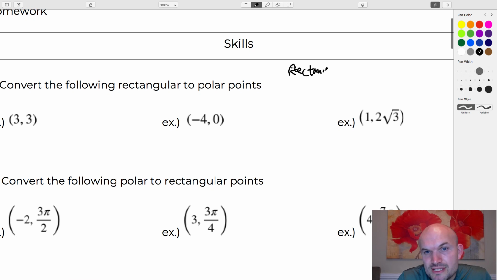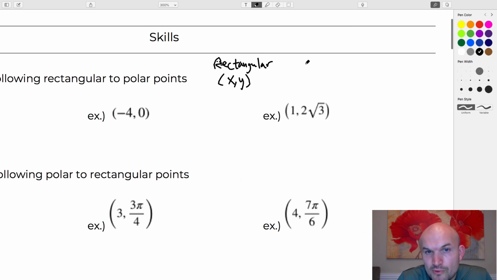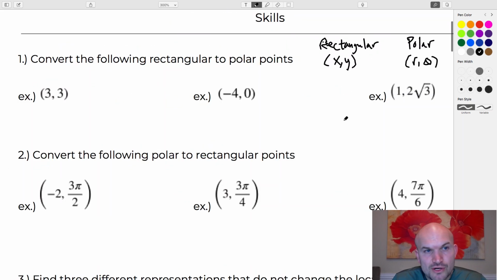Rectangular points is what we are familiar with, in terms of x and y. Polar points are points in terms of r, which is the radius or distance away from the origin, and theta, which is the angle in standard form. I focused on radians, but you could deal with radians or degrees. So what is the relationship from rectangular points to polar points?